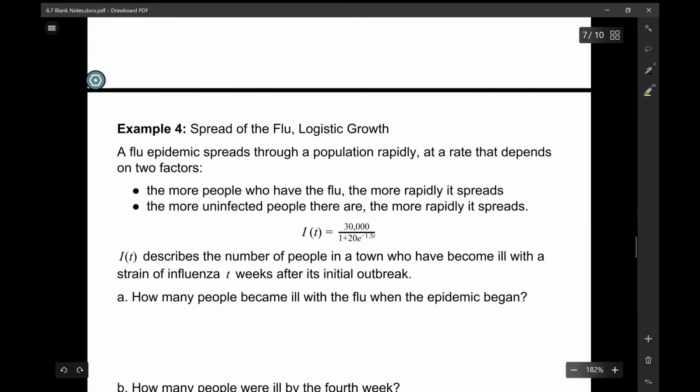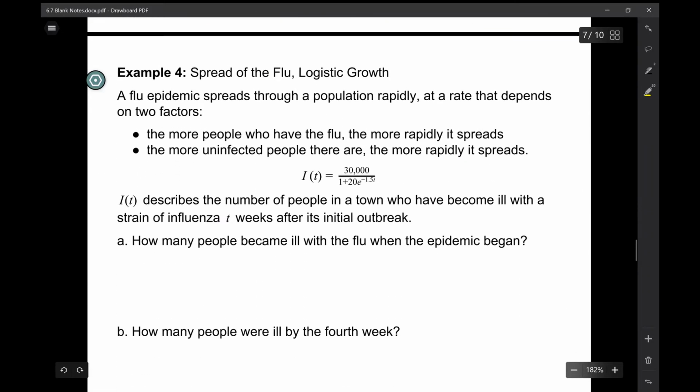Let's go ahead and practice using this model. Let's talk about spread of the flu. Seems timely, right? A flu epidemic spreads through a population rapidly at a rate that depends on 2 factors. The more people who have the flu, the more rapidly it spreads. And the more uninfected people there are, the more rapidly it spreads. Here is a logistic growth model, I(t), that gives the number of people in a town who become ill with the strain of influenza t weeks after its initial outbreak. How many people will become ill with the flu when the epidemic began? So what we're asking is, what is the initial value?